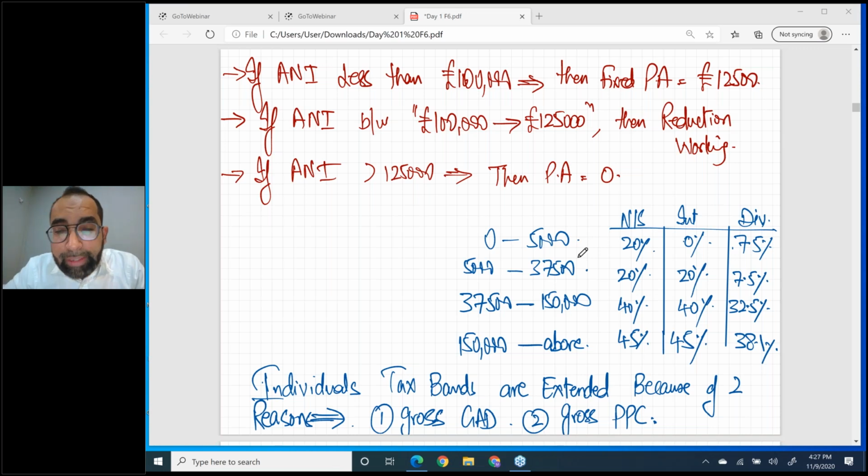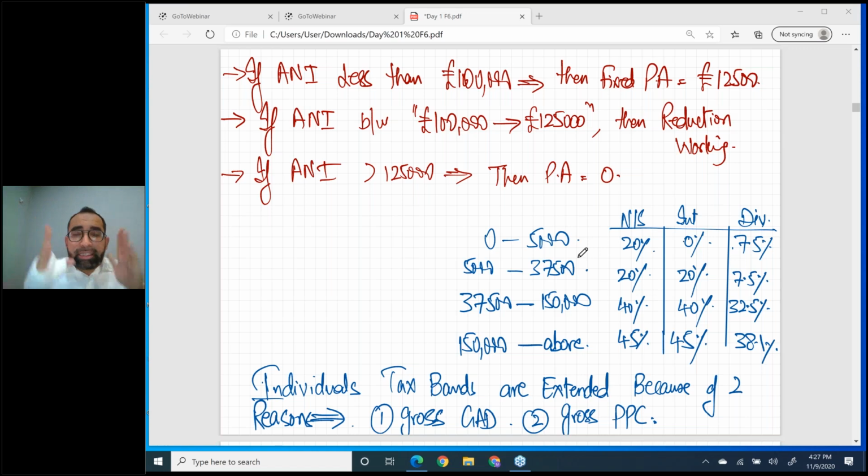Now these are the tax rates, and these will be given ready-made in your exams, and I hope you remember. See, I have written in a different style, 0 to 5,000 and then 5,000 to 37,500, but in reality this tax rate band is like 0 to 37,500. That's your first band, the basic rate band. Then 37,500 to 150,000 is higher rate, and 150,000 and above is additional rate. Okay, now listen, you have studied that sometimes we stretch these bands.